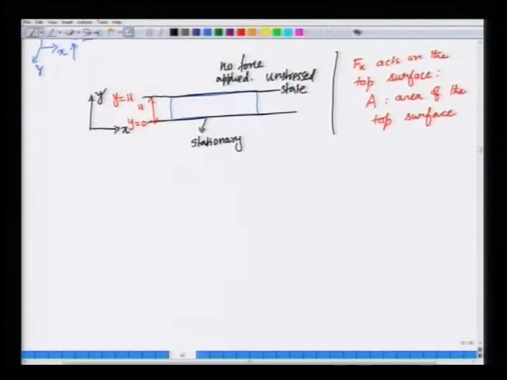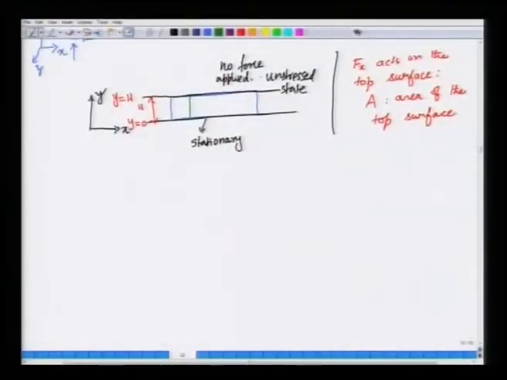And in the unstressed state, imagine that we are going to mark a vertical line in the solid at a given location. We are going to follow the position of this line as we apply a force on the top surface. So, when there is no force, there is no stress in the solid, so this line will be a vertical line.